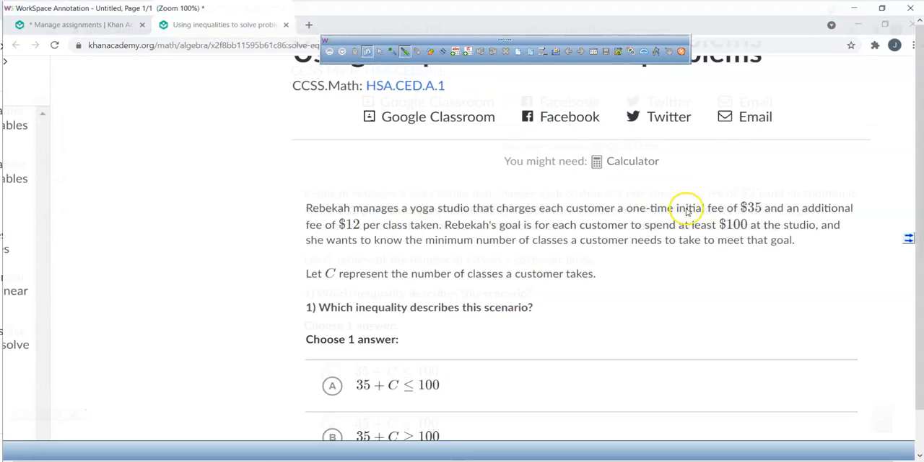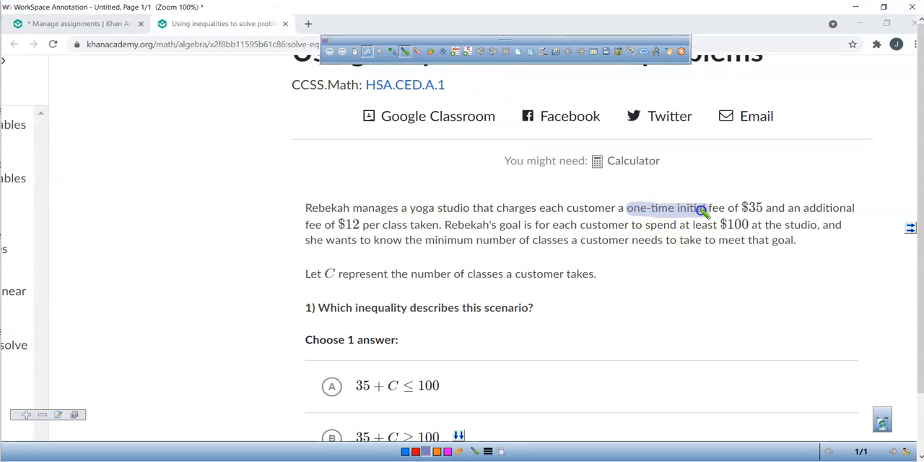So when you're doing these problems, you need to know what an initial fee is. That's like the upfront fee that you have to pay right up front. So she charges 35 bucks right up front. And then she charges an additional $12 per class. It says C represents the number of classes, so that's going to be written as 12 times C.